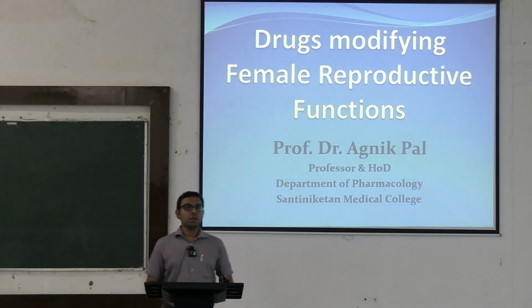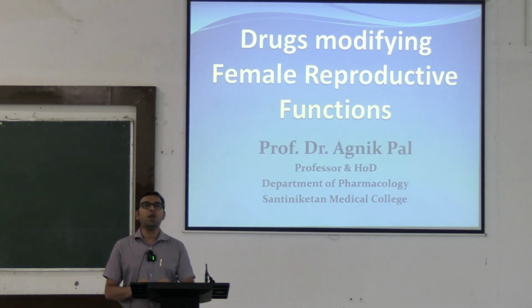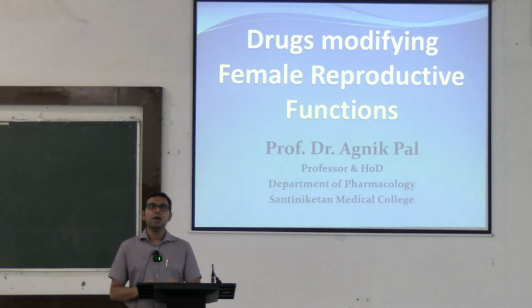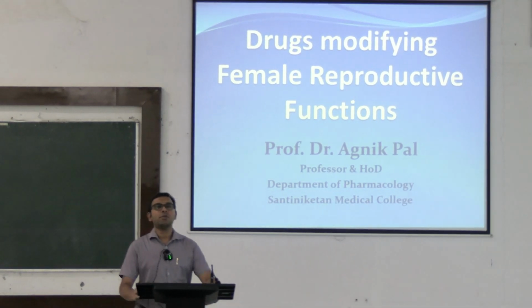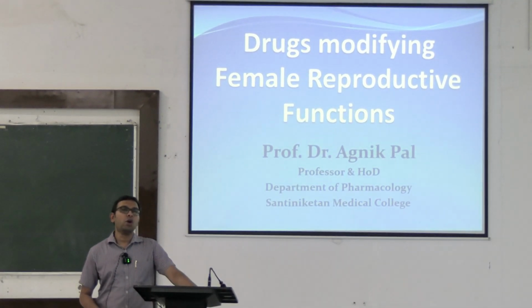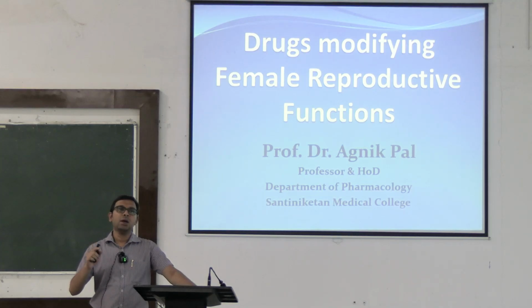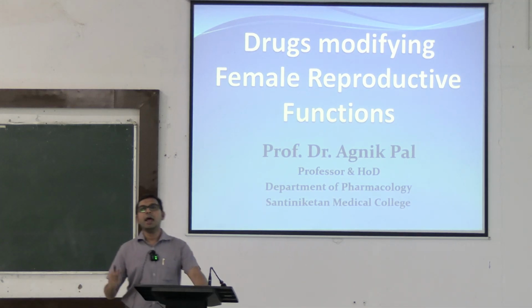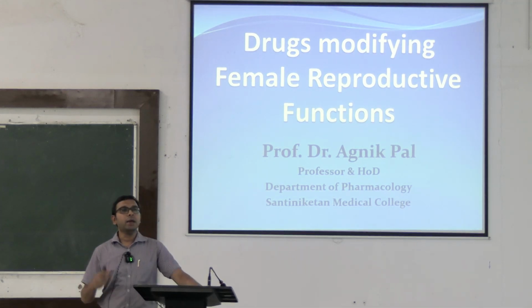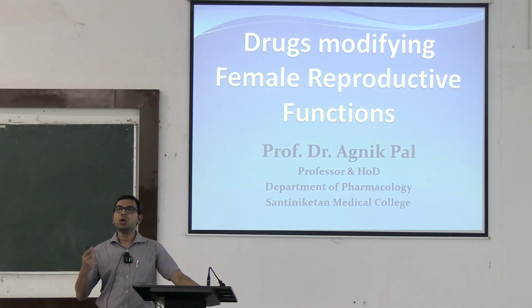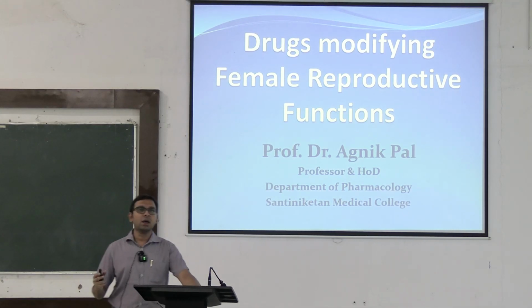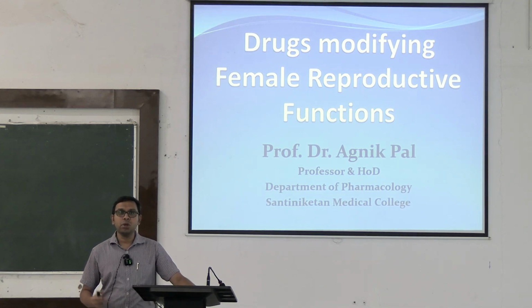In the previous class, we discussed the physiology of the female menstrual cycle and the role of different female sex hormones in conducting functions like the primary sexual characters, secondary sexual characters, and the menstrual cycle, and how these are modulated. Then we discussed estrogen, its physiological role, how estrogen can be used as a drug, its adverse effects, and its contraindications.